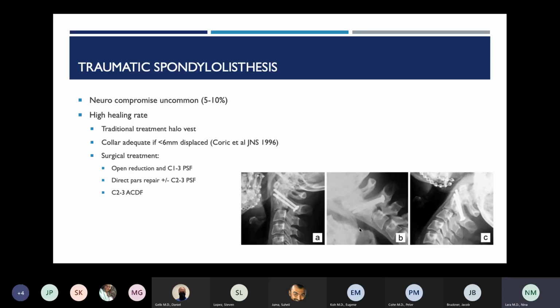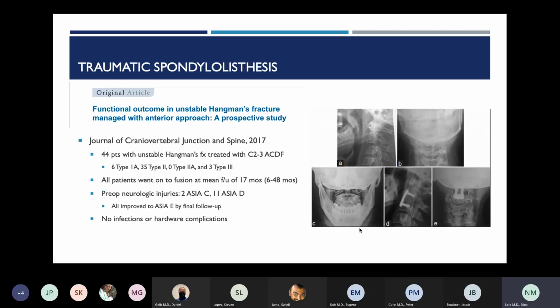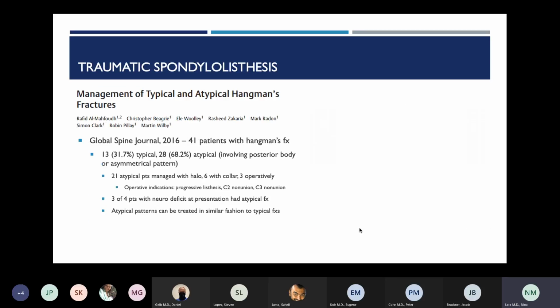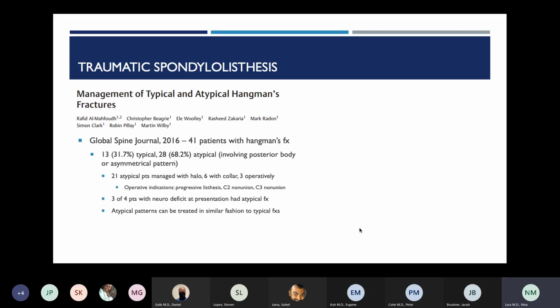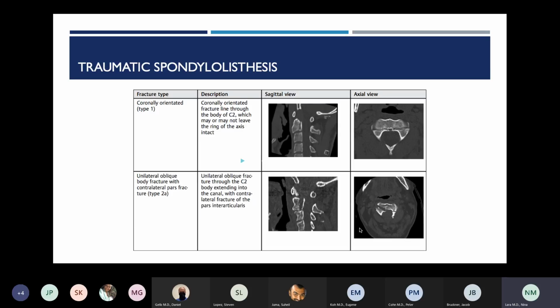Just pictures of treatment here. Sorry, I'm running out of time. You can also do an ACDF here. Patients with unstable hangman's fracture treated with ACDF were found to have good function and good outcomes. And then there are atypical hangman's fractures. These are just pictures of them. You can look at this slide later on. But pretty much, atypical patterns of hangman's fractures can be treated in a similar fashion to the typical fracture patterns. And I think that is it.